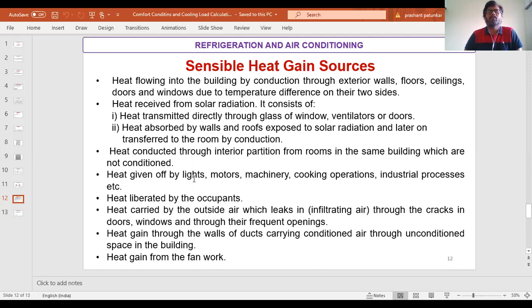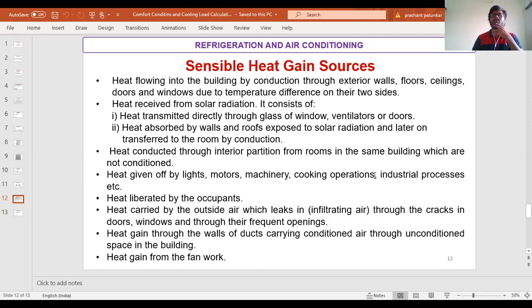Heat which is given up by the lights, motors, machinery, cooking operation, industrial processes, etc. So various electrical and electronic equipment would be used in that particular space which is air conditioned. You might have a computer in your room. You might have a server in your room. You might have different lights and different electrical equipment in your room. So they will continuously dissipate heat to the surroundings as well.